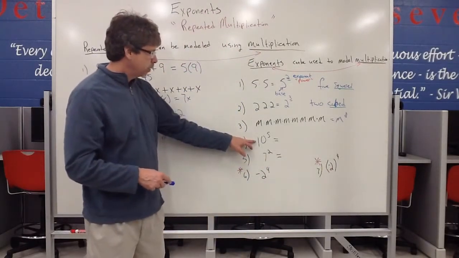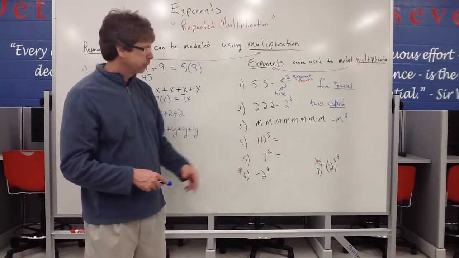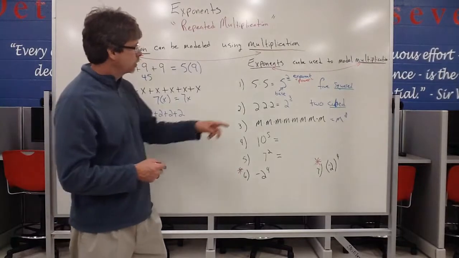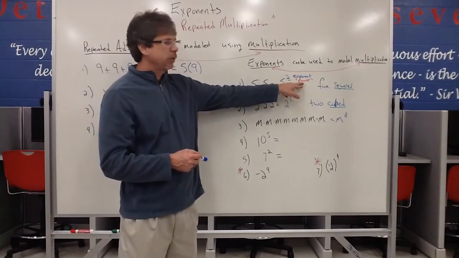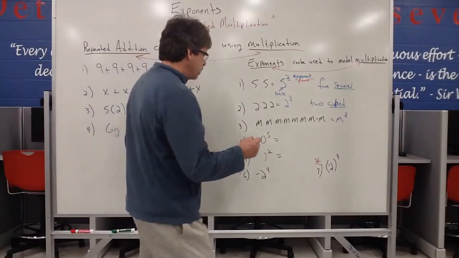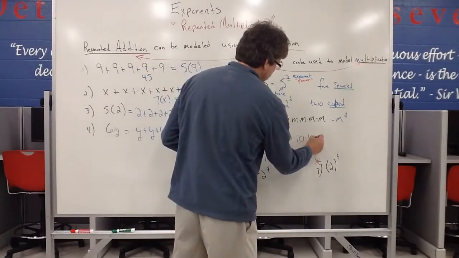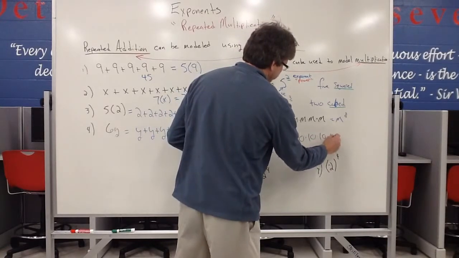So when I look at this, most commonly we read this as 10 to the 5th power. We don't usually use the word exponent, most commonly we probably use the word power. So 10 to the 5th power, what does that mean? Well, it just means 10 times 10 times 10 times 10 times 10.